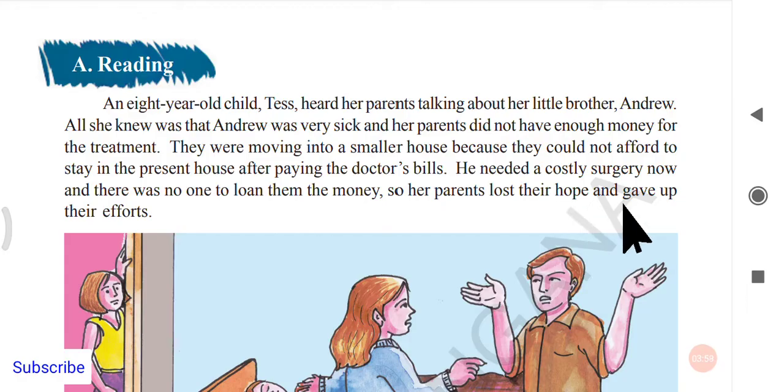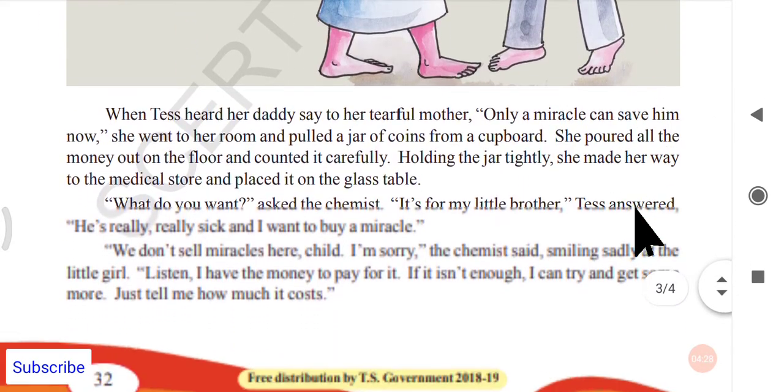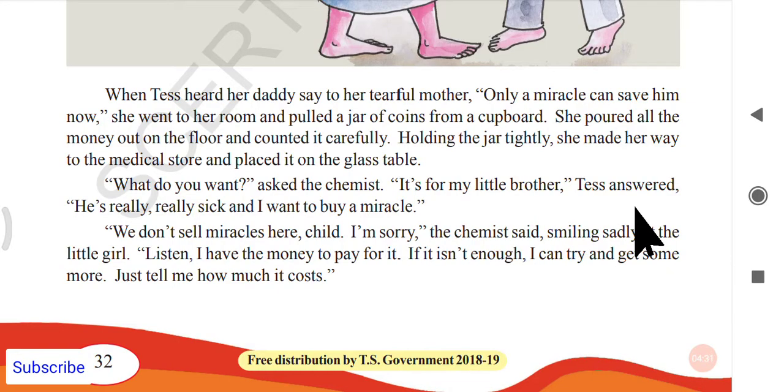So her parents lost their hope and gave up their efforts. Gave up, in the sense of losing, or giving up. Just rejecting everything and coming back. So the boy Andrew needs a costly surgery. They need a lot of money for that surgery, and her parents also lost their hope. They have tried their best, they have now lost their hope, and they finally gave up. They said, okay, fine, we cannot do anything further. Let us see what happens next. So when Tess heard her dad say to her tearful mother, only a miracle can save him now.